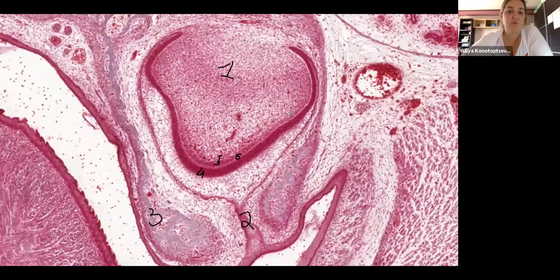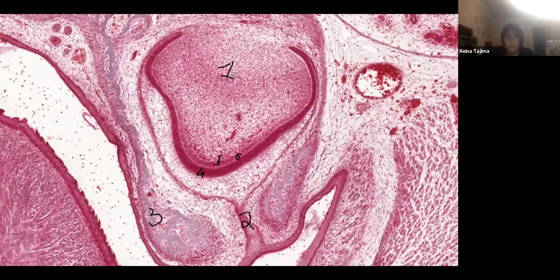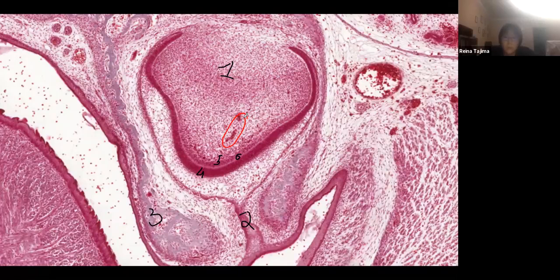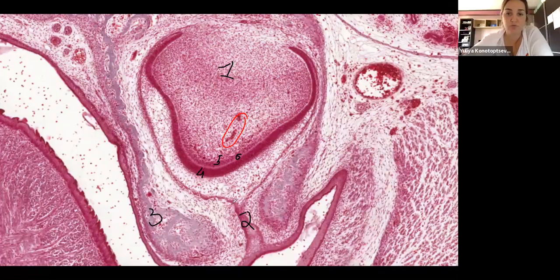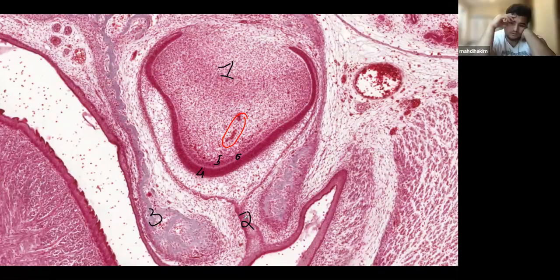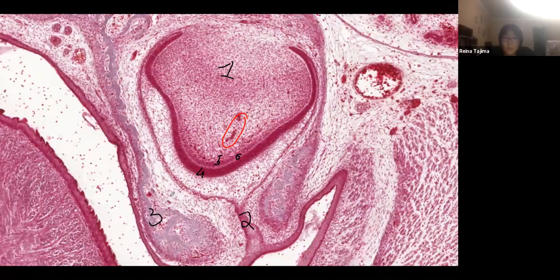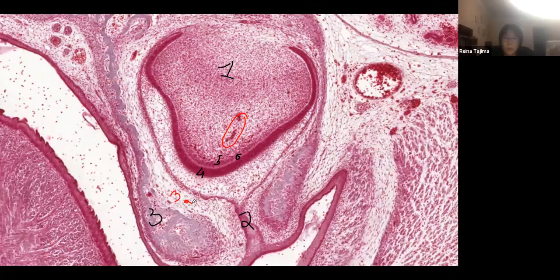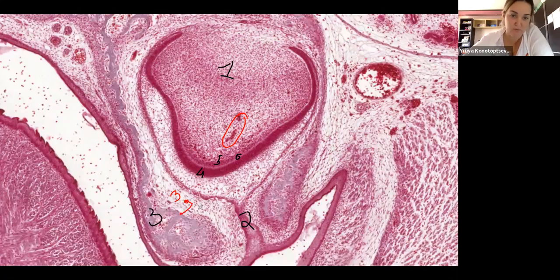Okay, the same for you, right? So one, quickly. Dental papilla, what is this? Dental pulp. Okay, this is a dental pulp. 2, dental lamina. 3, bone. Okay, 3A, mesenchyme, that still did not become the bone. It will become the bone very soon.